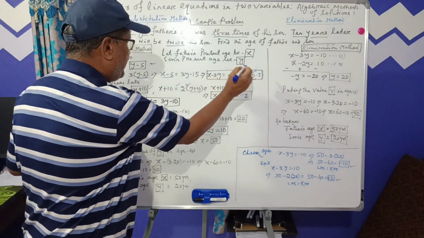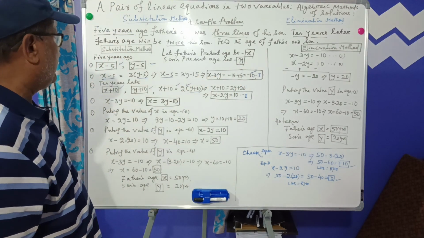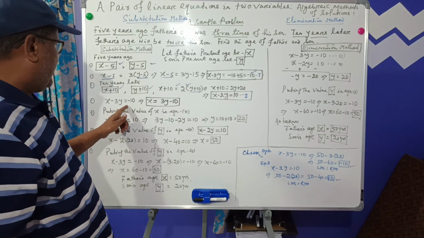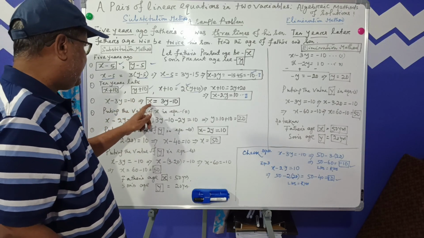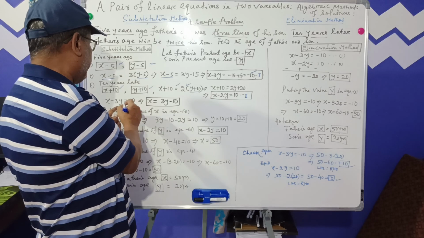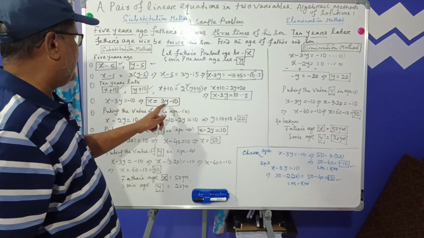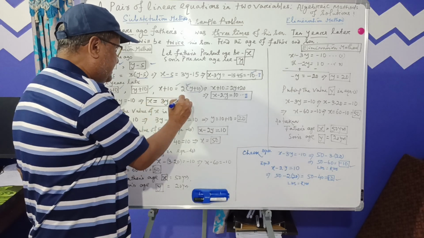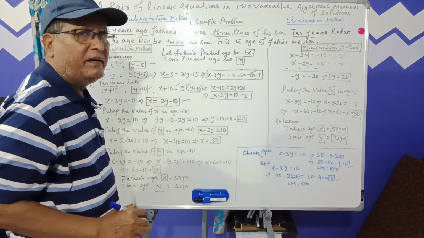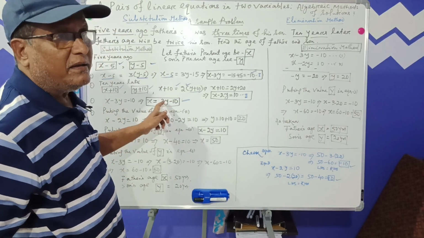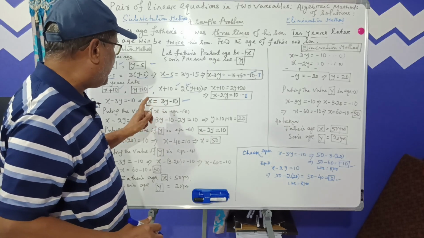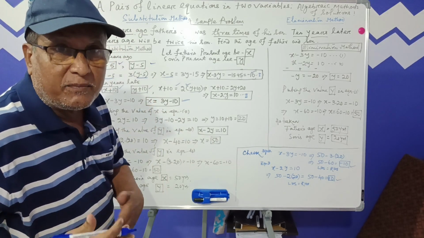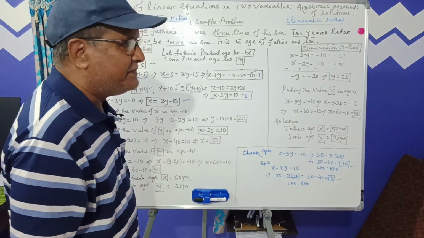Now we look at x minus 3y is equal to minus 10. This is our equation number 1. So that implies x is equal to 3y, by transposition, 3y minus 10. Now we have the value of x in terms of the other variable, that is y.